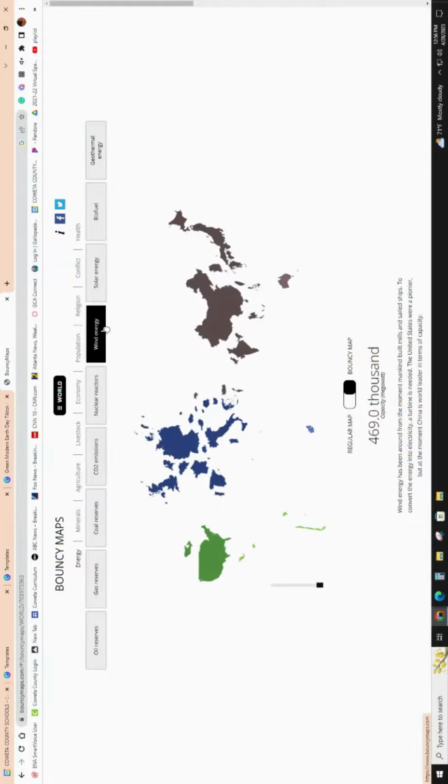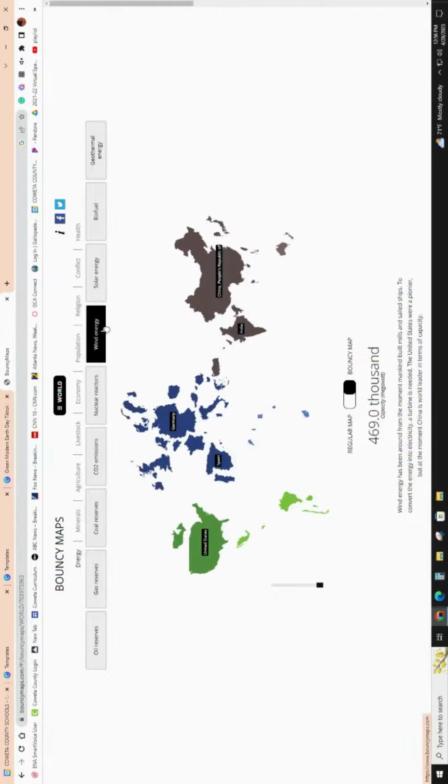We could look at wind energy. Where is wind energy big? And again, you see some of the similarities there. So it's really nice to see patterns based off of different commodities, different resources, and different economic aspects that can impact the way we work and operate around the world.